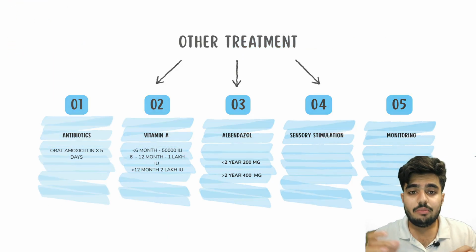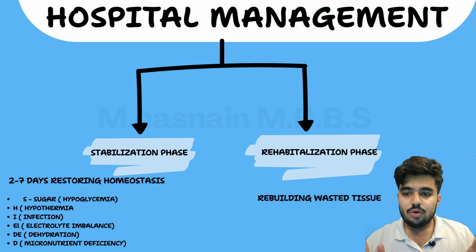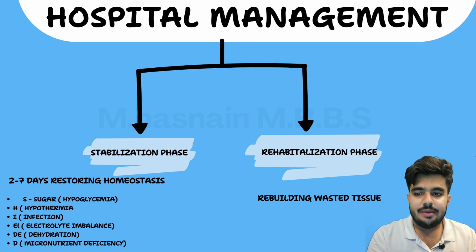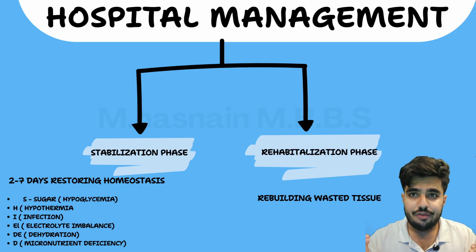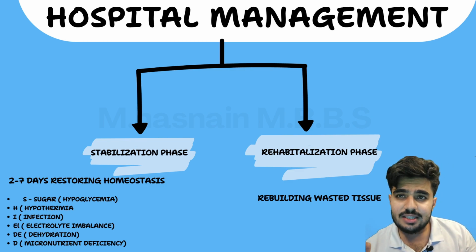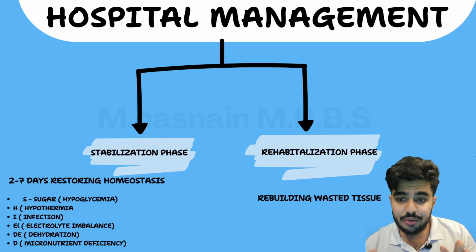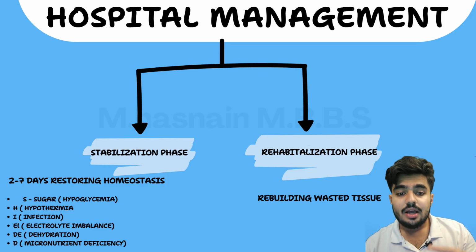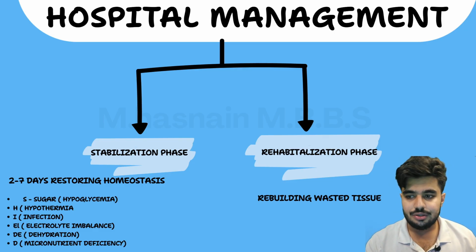Now we will talk about the most important topic. It is about the hospital management. So the complicated case of the SAM needs to be hospitalized, and hospital management is divided into two phases. First is the stabilization phase, and the other is the rehabilitation phase. The stabilization phase lasts for one week. In this 1 week, we're going to restore the homeostasis. The normal function needs to be restored, and in the rehabilitation phase, we will rebuild the wasted tissue which was lost because of the malnutrition.